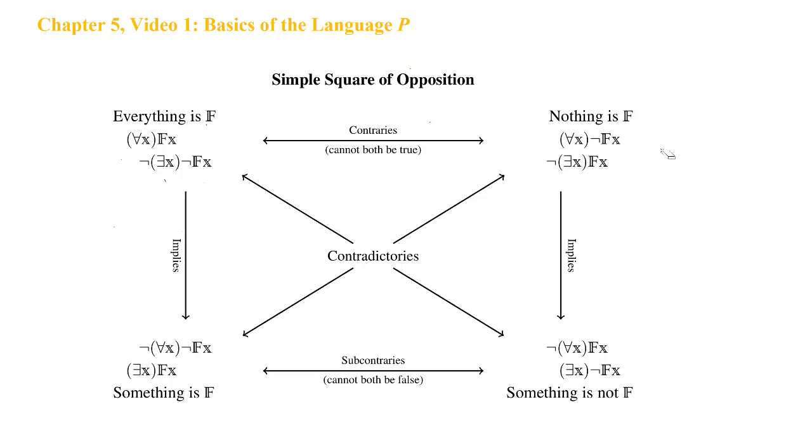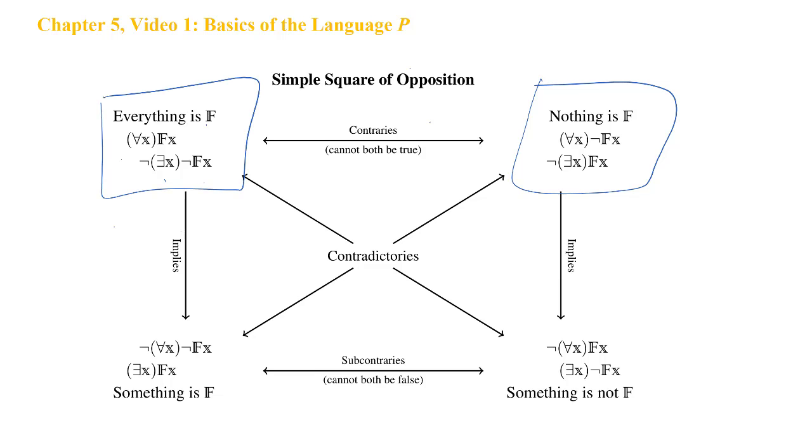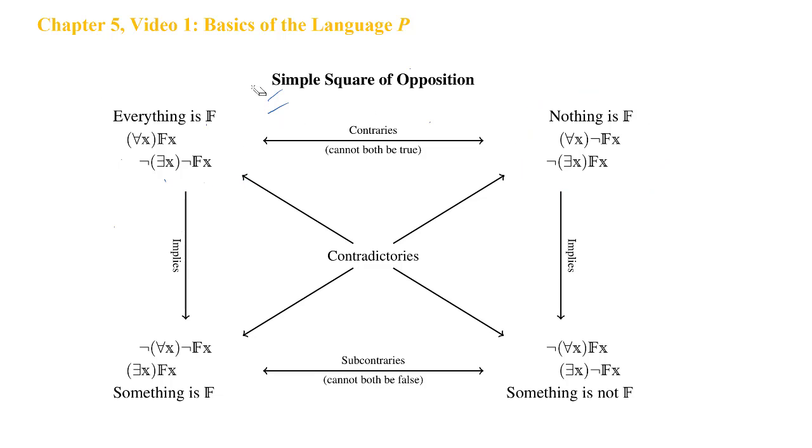Suppose some things are F, making this one false, and some things are not F, making this one false. That is, if some things are and some things aren't, both top corners will be false. So we call that the contrary relationship. They can't both be true, but they can both be false. It's a little different than contradictories.